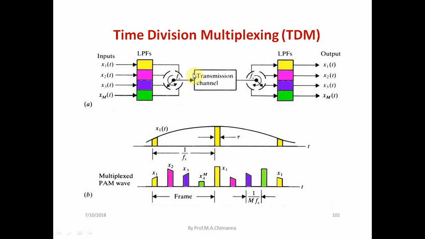In this way, at a time one by one, the data is received in parallel and moves towards the transmission channel. Then in the multiplexed PAM wave, there is the time duration from the first pulse to the next pulse. There is x1, x2, x3, x4 up to xm. There is the first frame, second frame, third frame. In this way, m number of frames are applied.